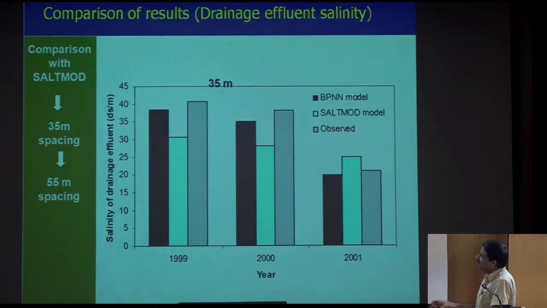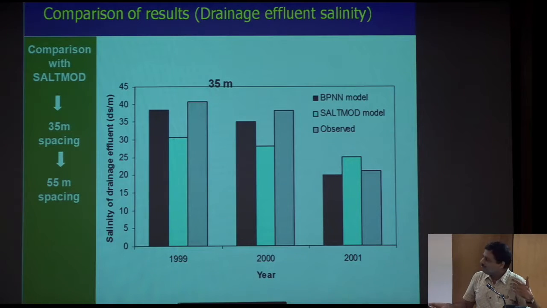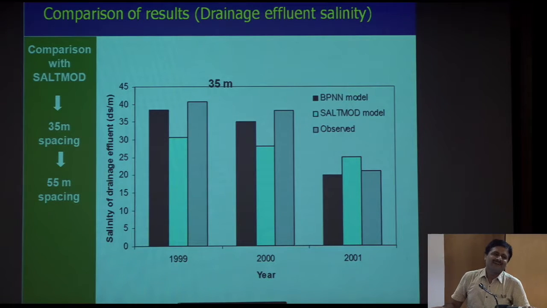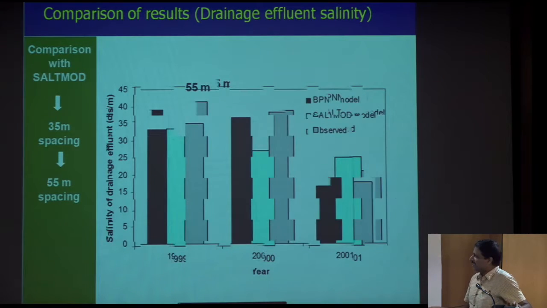And then for the effluent salinity, we compared with the SALTMOD model. You can see this is SALTMOD, this is ANN, and this is the observed data. Sometimes the ANN model also predicted better than the process-based model. So we don't know how it happened. It is very conspicuous, but it happened.